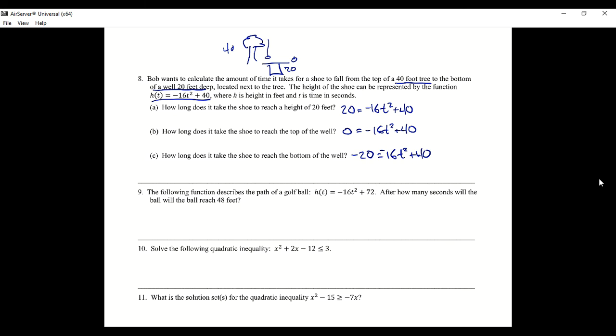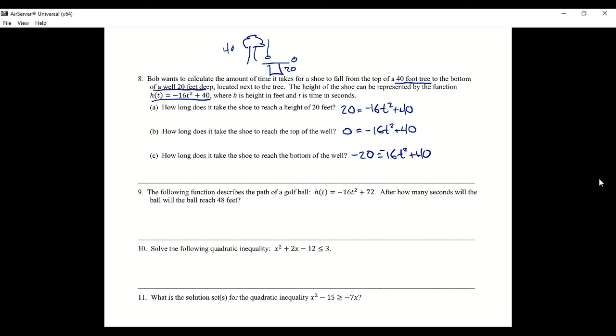So second trace, intersect, enter. What did I do wrong? Oh, yeah, that would be a problem. I did times 40 instead of plus 40. Graph. There's my parabola. And there's my line, y equals 20.